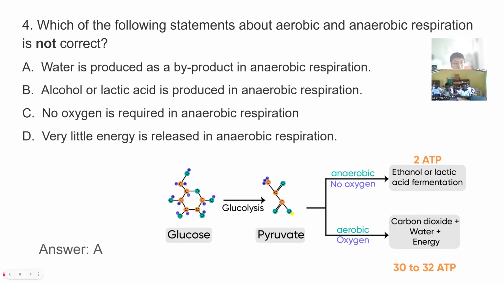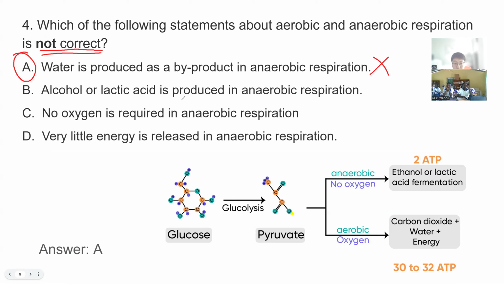This is because A is not correct. Here we're looking for something not correct. Water is not produced as a byproduct in anaerobic respiration. So we certainly know that this is not correct. So that is why I picked A. But let's look at the other answers too.